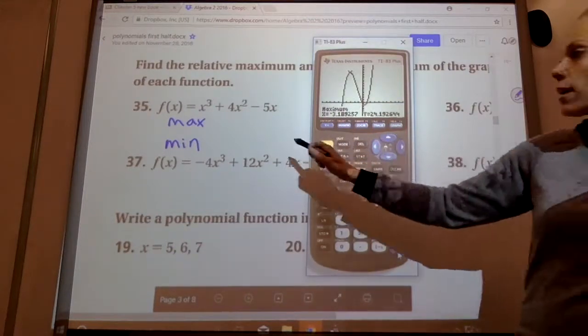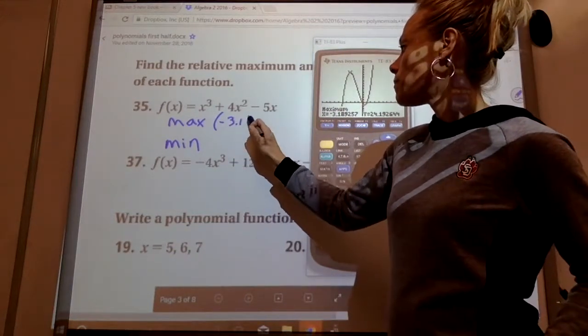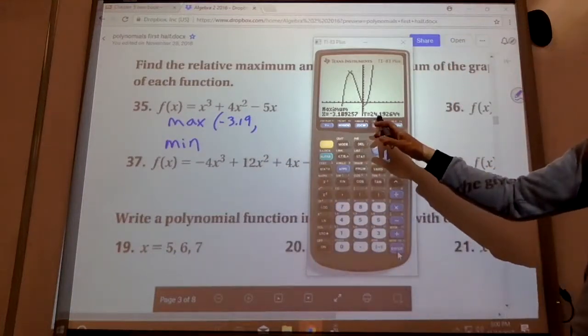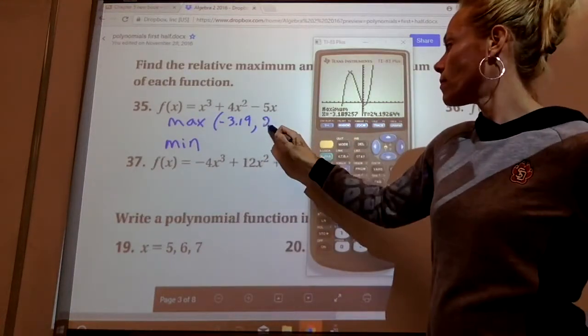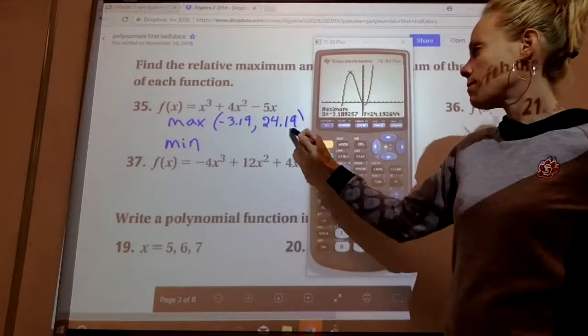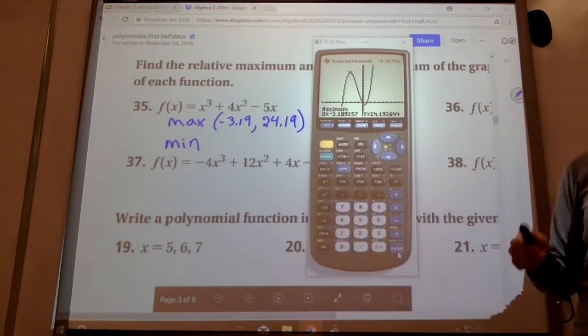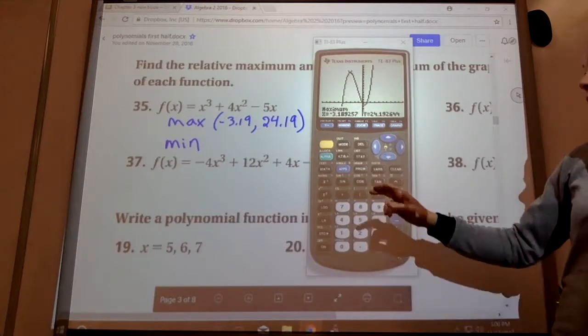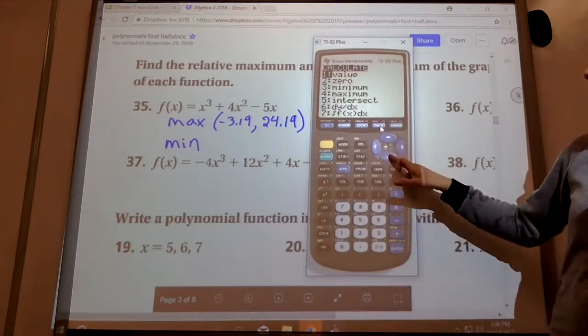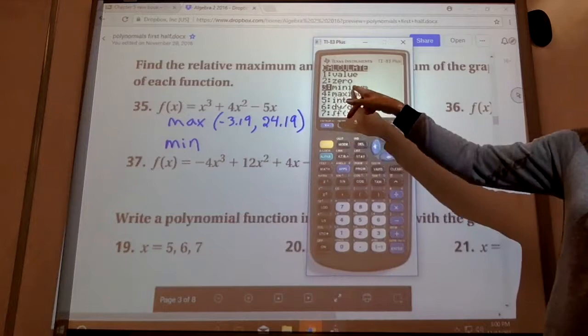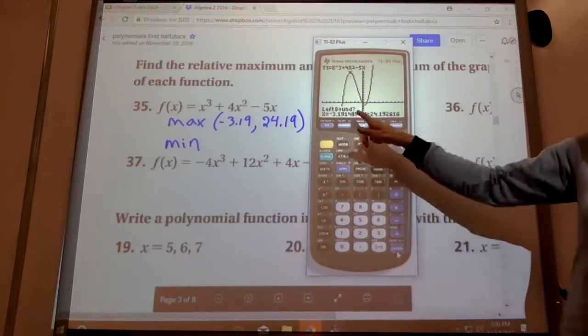-3.19, 24.19. Right, that's my max point on that graph. And then you do the exact same thing now, but with a minimum. So you go second trace. Now I'm going to go number 3, minimum. And now I need left bound.